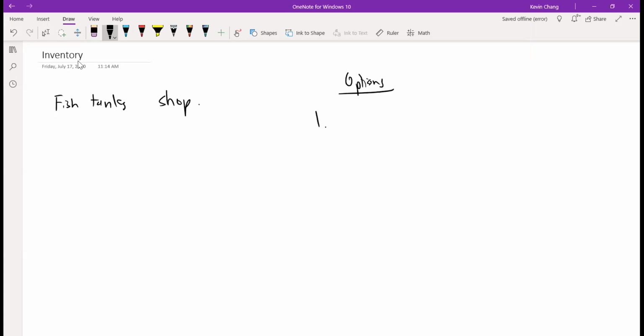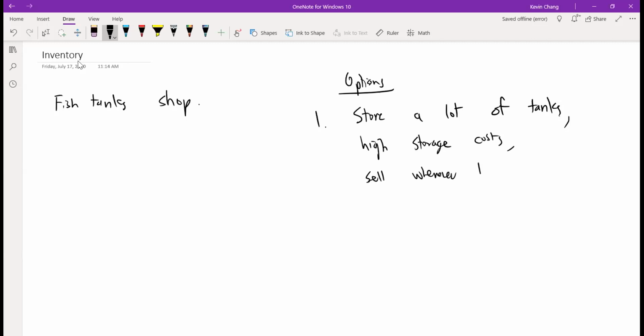Option 1 is to store a lot of fish tanks. The problem is this will have high storage costs. It'll cost more money to store all of these. But the benefit is we can sell whenever there are customers.